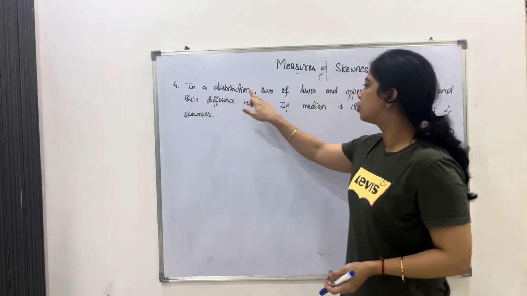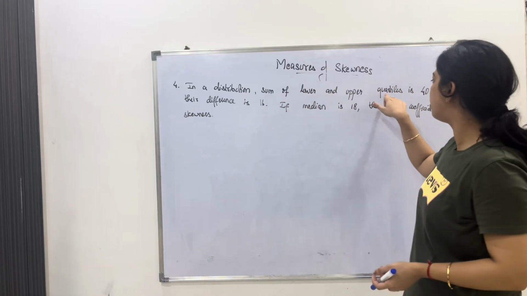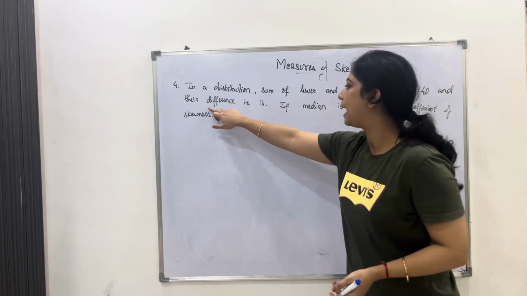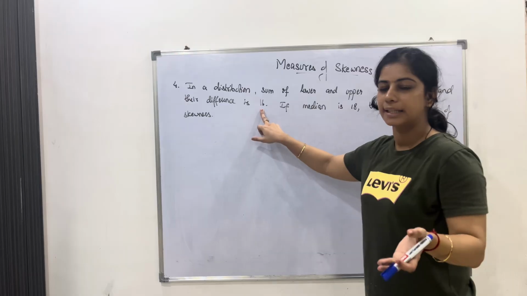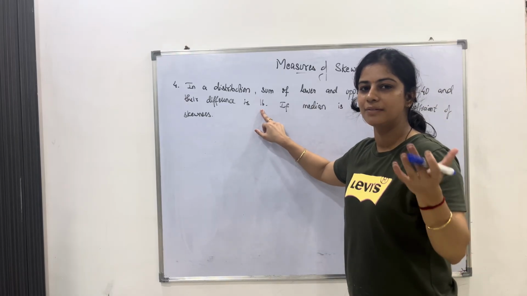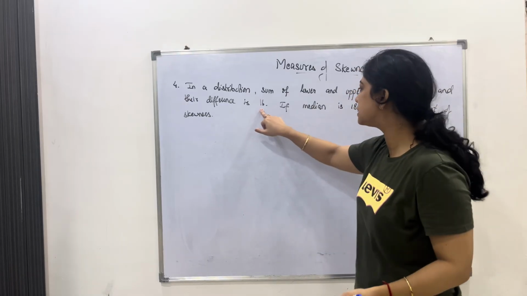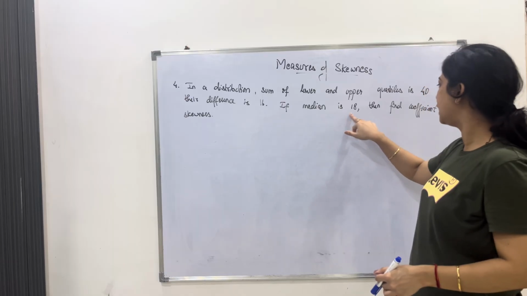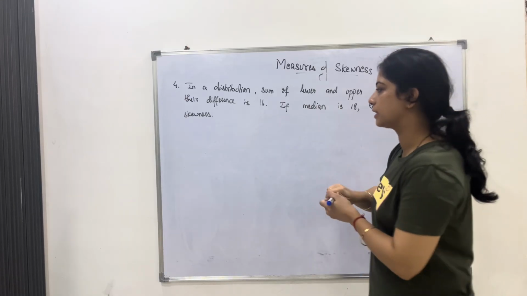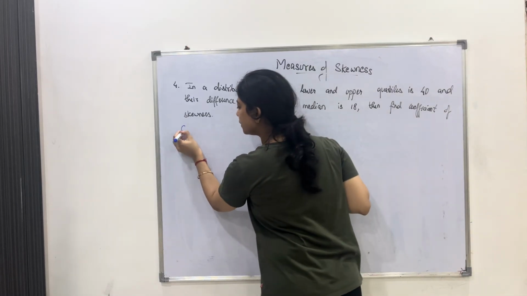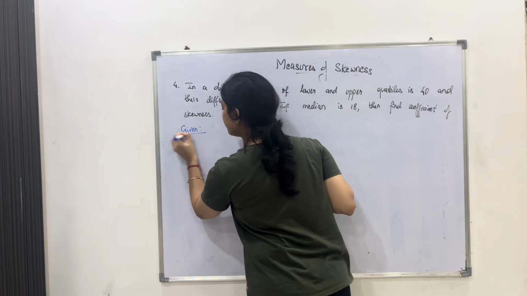In a distribution, sum of lower and upper quartiles is 40 and the difference is 16. In this case, they are talking about the quartile, so obviously we will be doing Pauli's coefficient of skewness. If median is 18, then find coefficient of skewness. So let us write whatever they have given us in the question.